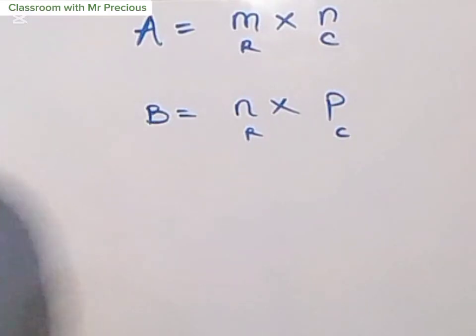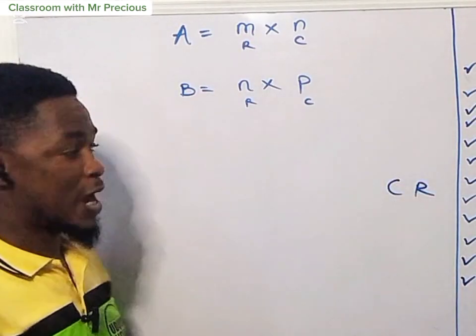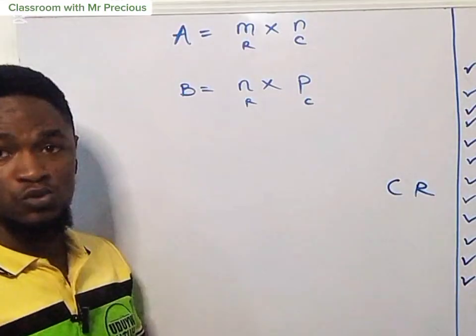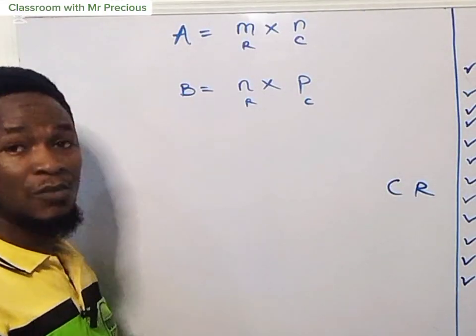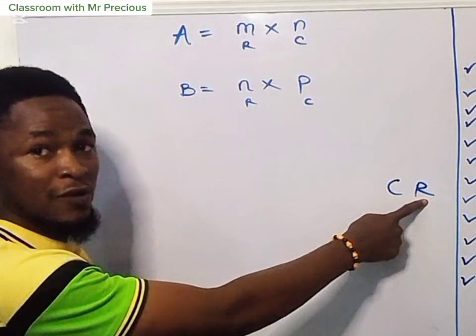I used to remember it by doing C. Ronaldo. You know, C. Ronaldo is a footballer. So I used to remember how to know which matrices can multiply. The column must be the same as the row of the next one.